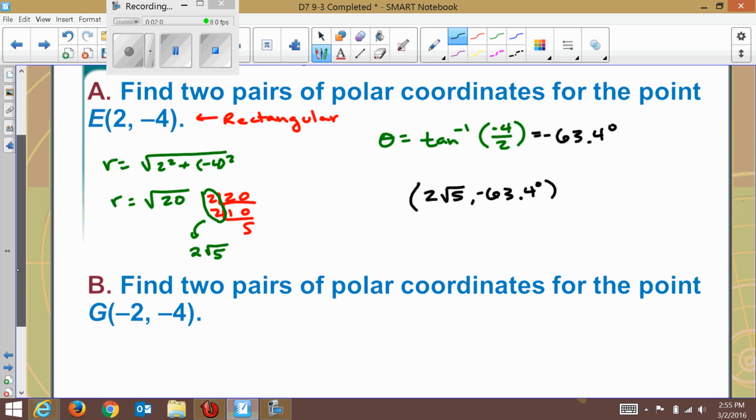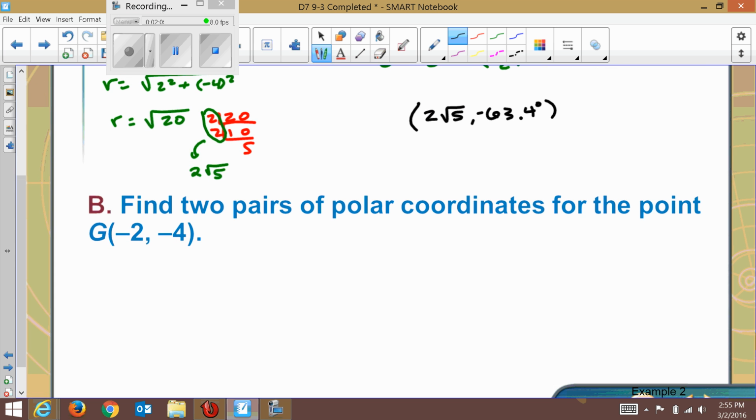Let's try it again. Here's another x, here's another y. This time it's in the third quadrant. To find my radius, I'm just going to do the square root of -2 squared plus -4 squared. Well, these are going to be the same values. I'm going to have, again, the square root of 20, because that's 4, that's 16. And we just found that the square root of 20 is the same thing as 2 square roots of 5.